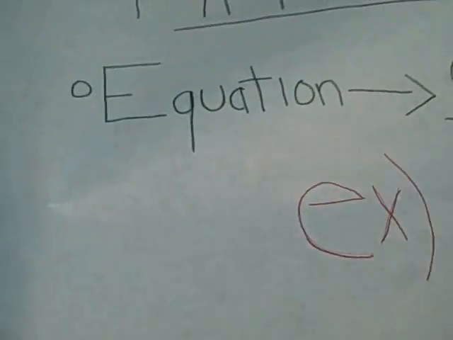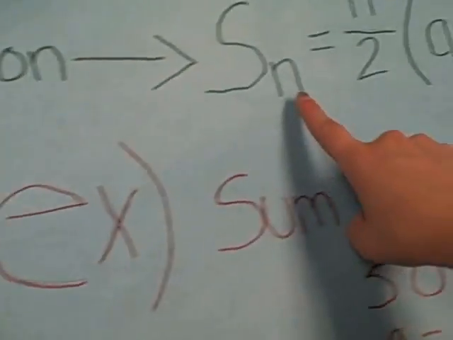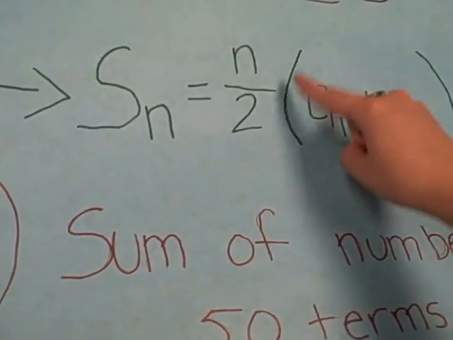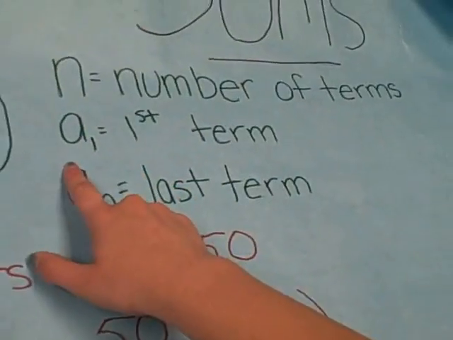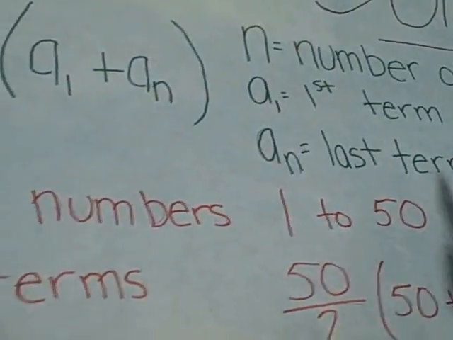Okay, this is arithmetic sums. To find arithmetic sums, you're going to use this equation: Sn equals n over 2 times a1 plus an. N being the number of terms, a1 being the first term, and an being the last term.